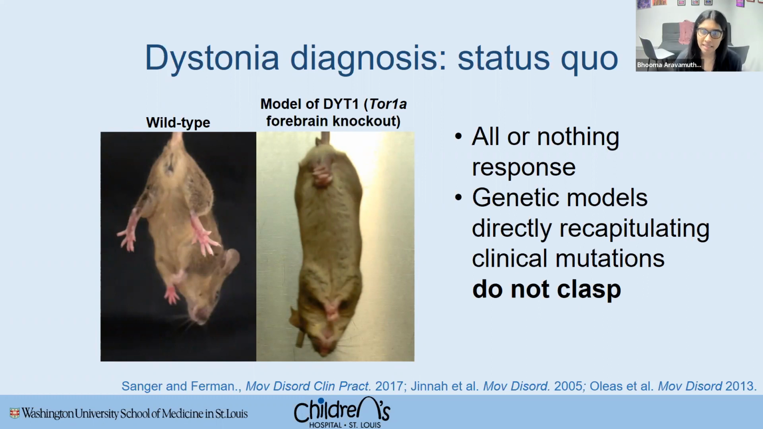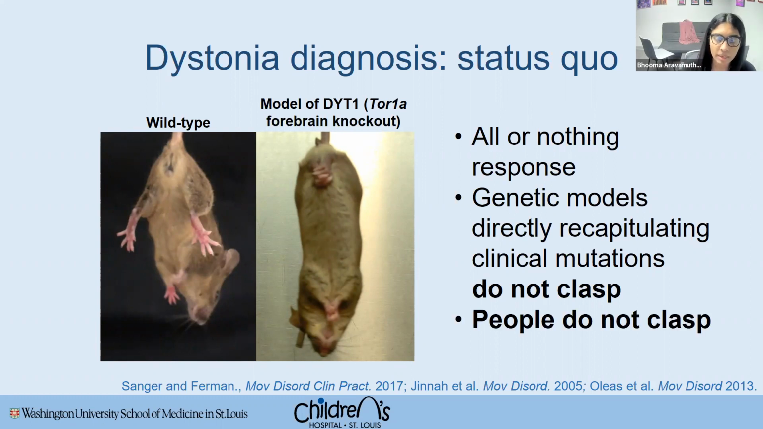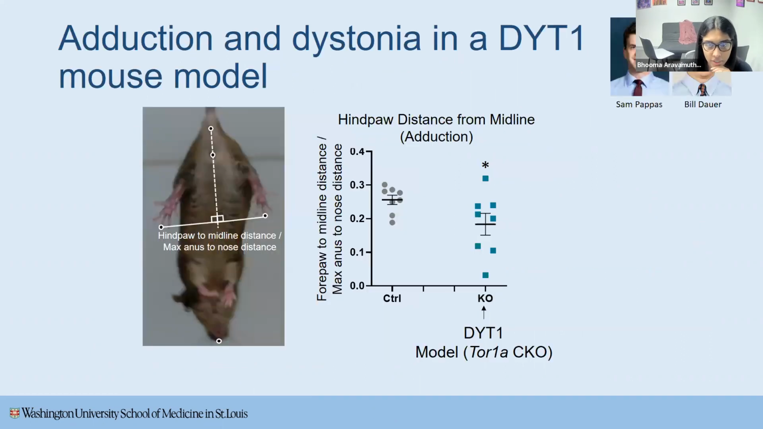So using clasping, specifically the presence or absence of clasping, as the marker for dystonia didn't sit right with me, because that's not what we see in the clinic. Keeping that in mind, we thought to see if this adduction variability could be quantified in mouse models of dystonia, to see if that could be potentially helpful for quantifying dystonia in this population.